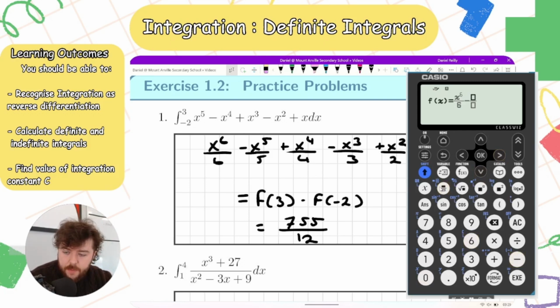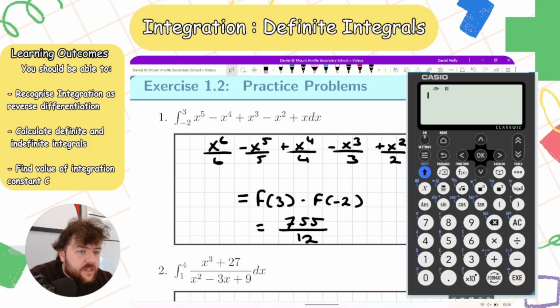minus x to the power of 5 all over 5 plus x to the power of 4 over 3 minus x to the power of 3 all over 3. Then finally, plus x squared all over 2. And I defined what my function is there now.